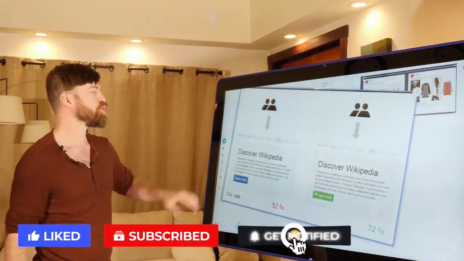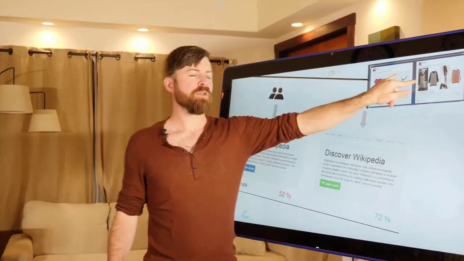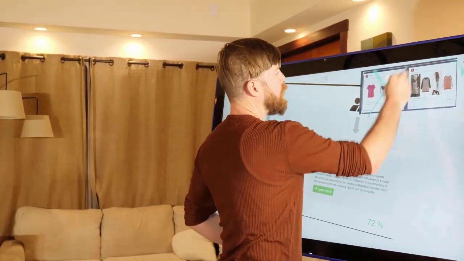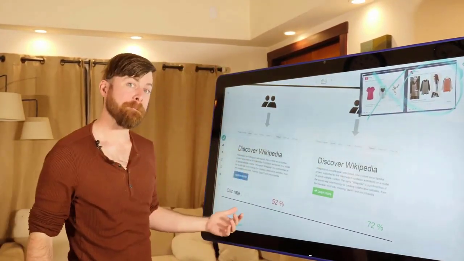Now, another example is what I just showed you right here, which is the Wikipedia example, where they were testing out 2 different buttons. Once again, you test out your ads first and optimize, get rid of the bad stuff and go with the good stuff. And you can do that with your web pages as well.